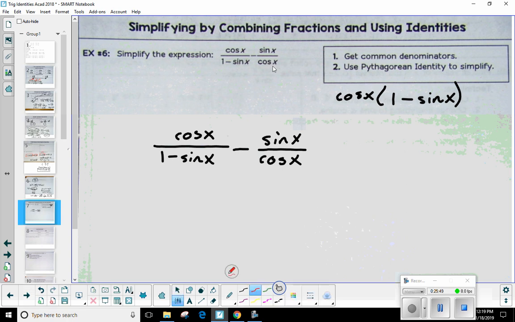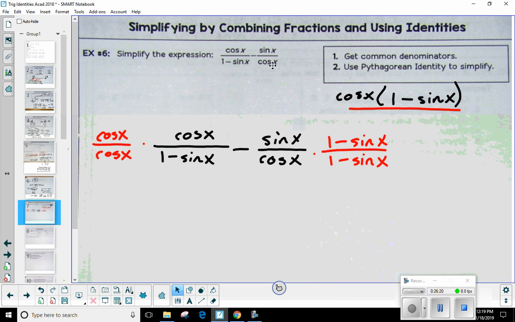Okay. Well, here's the denominator that I need, but I only have 1 minus sine of x. So what is it missing? All I got to do is multiply by cosine. Is everybody okay? All right. Now the same thing on the other side. I've got the cosine, but I'm missing what? The 1 minus sine. So 1 minus sine of x. 1 minus sine of x. Okay. Now, let's go ahead and multiply these together.